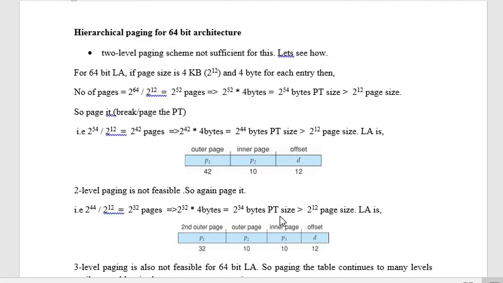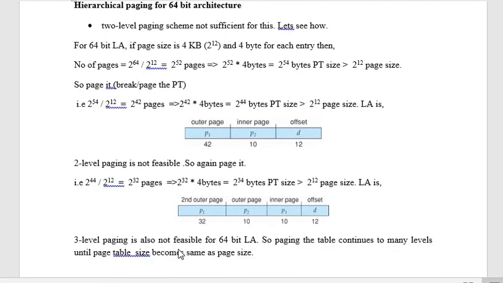When you divide that further, the page table size would be 2 to the power of 34 bytes. So is it possible to fit in one frame? It's not yet possible. So what is the solution? Again, we should further divide the page table of 2 to the power of 34 into the next level of paging. So this continues until the outer page table size becomes small enough to fit in one frame.